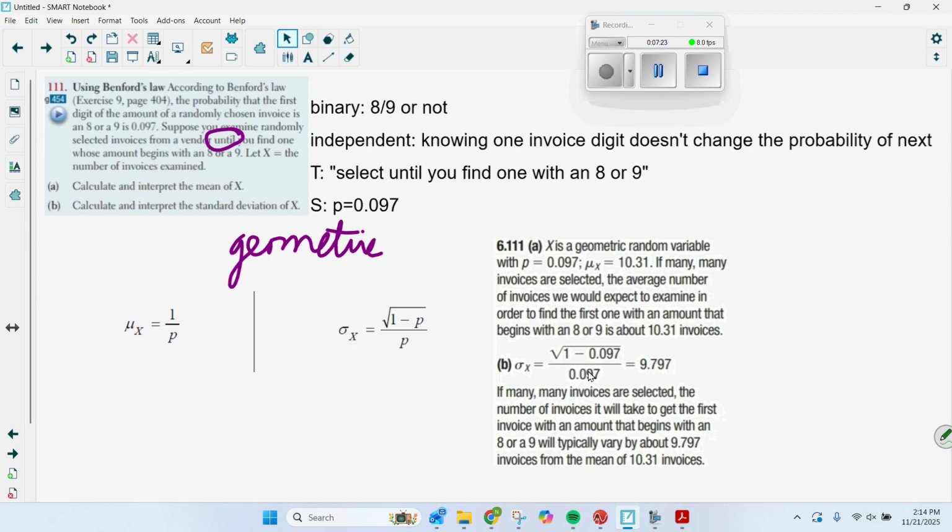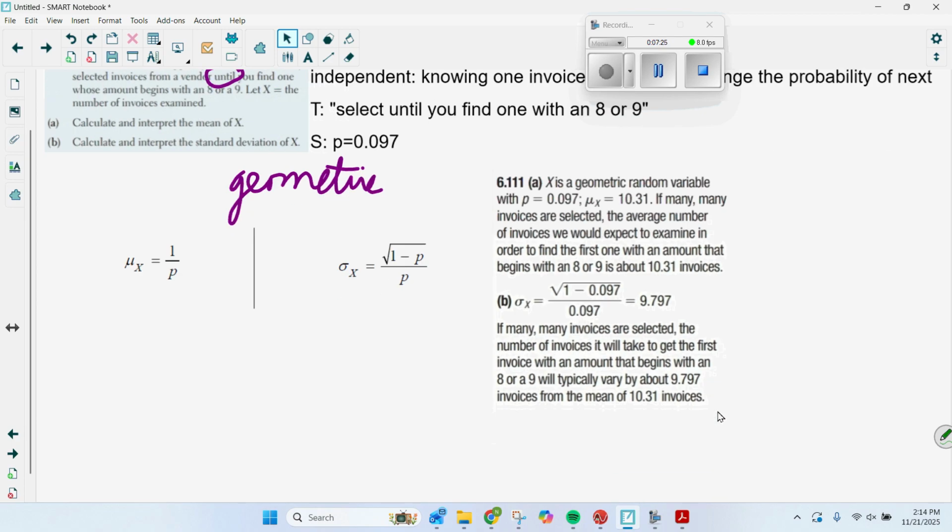You just plug those numbers in. Again, if many, many invoices are selected, the number of invoices it will take to get the first invoice with an amount that begins with 8 or 9 typically varies by about 9.797 invoices from the mean of 10.31 invoices.